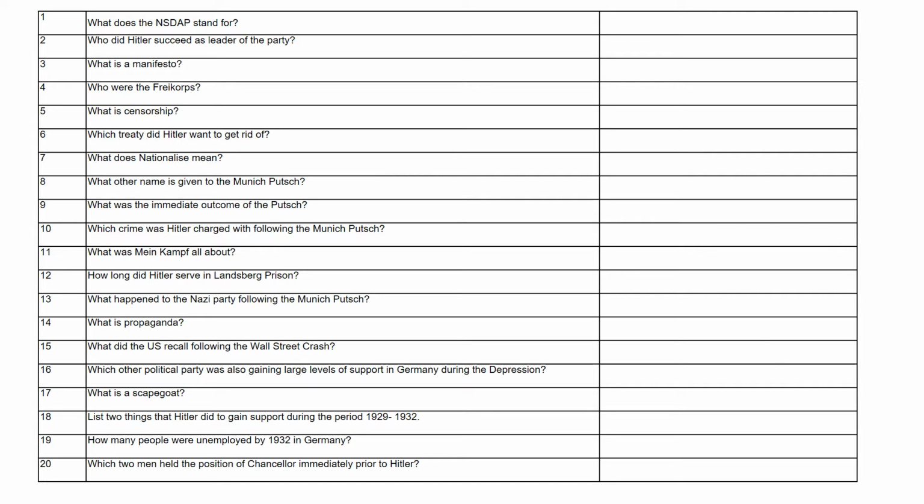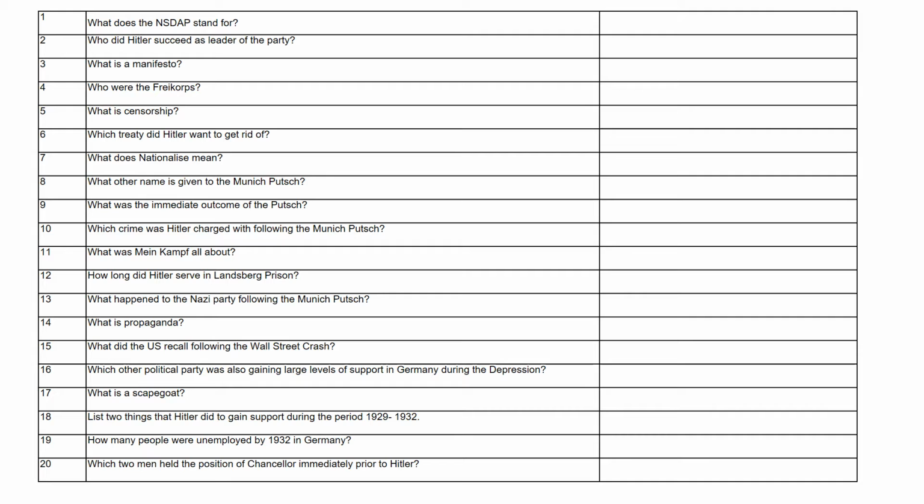What was the immediate outcome of the putsch? So what happened just after the Munich putsch? So remember, the Munich putsch was in 1923. Which crime was Hitler charged with following the Munich putsch? What was Mein Kampf all about? So the book he wrote while he was in prison. How long did Hitler serve in Landsberg prison?